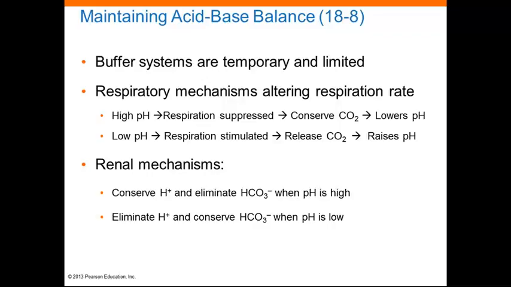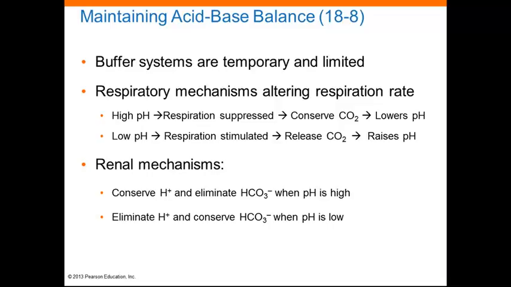If there's a high partial pressure of carbon dioxide, that will result in a lower pH, which will then stimulate respiration. And the carbonic acid formula on the previous slide will be driven to the left, blowing off carbon dioxide, releasing it. And this will absorb hydrogen ions, which raises the pH.